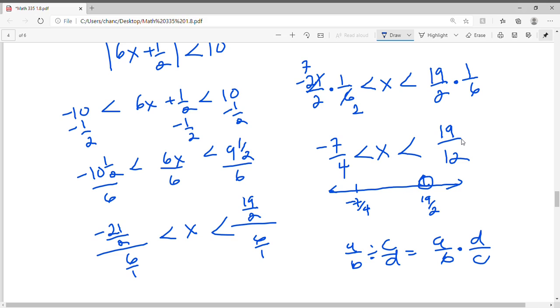And we know it's a trap, so we'll shade between. What's our answer in interval notation? Negative 7 fourths, comma, 19 halves. Or, my mistake, it's 19 twelfths. I lost that 1 there. So let's correct that. It's negative 7 fourths, comma, 19 twelfths.